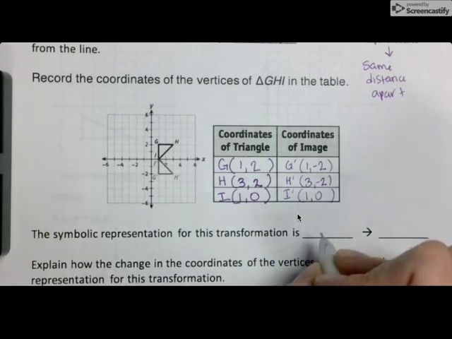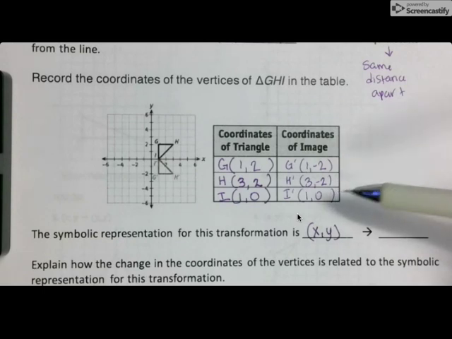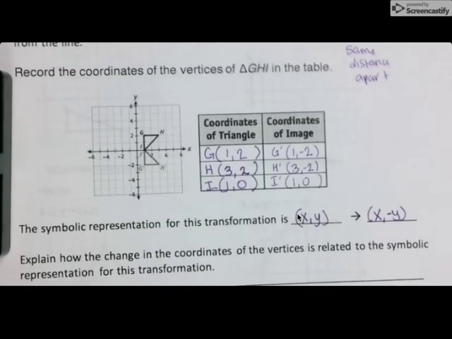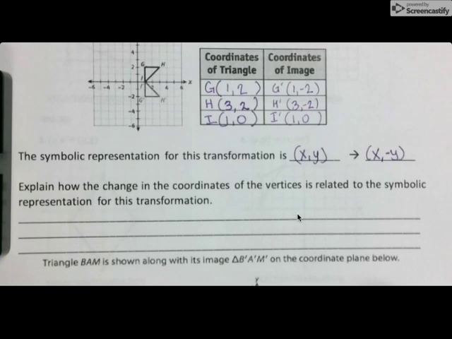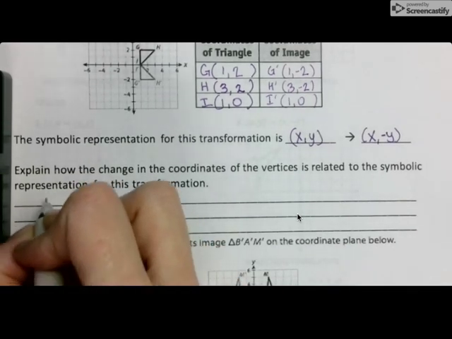So X, Y is where we started. When you went to the image that was reflected, what do you notice? What changes? What didn't change? Okay, so the Y's changed, right? It's kind of the opposite. So when you're writing that, that just means that X stays the same and your Y is now a negative. Whatever it was before, it just becomes negative. Okay, so we're going to write that in words.